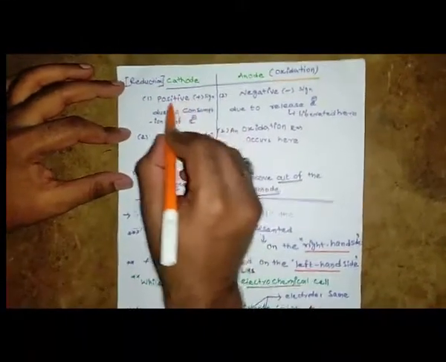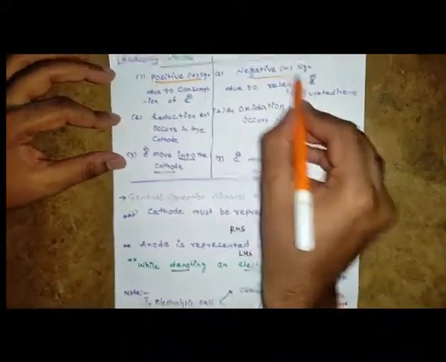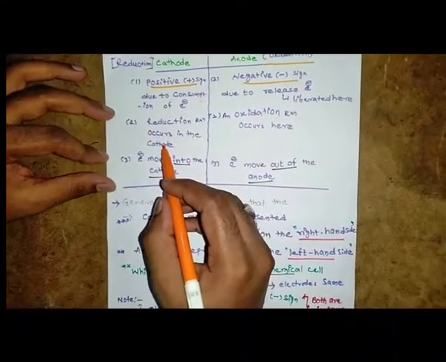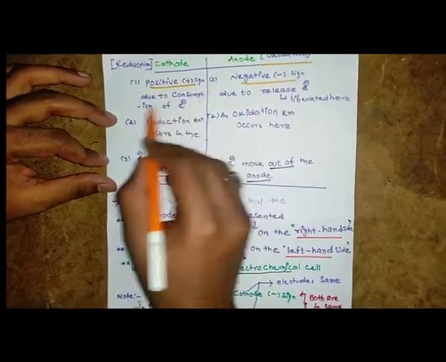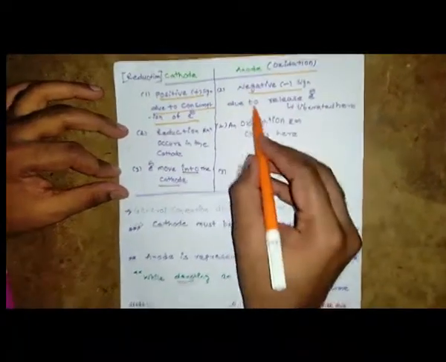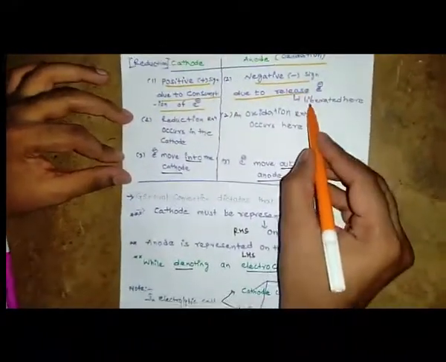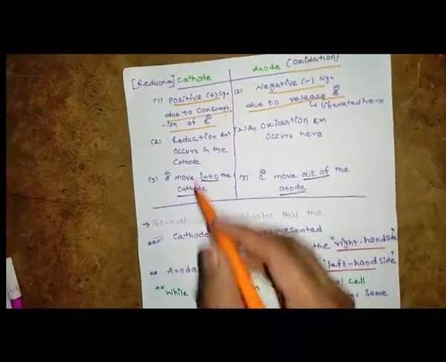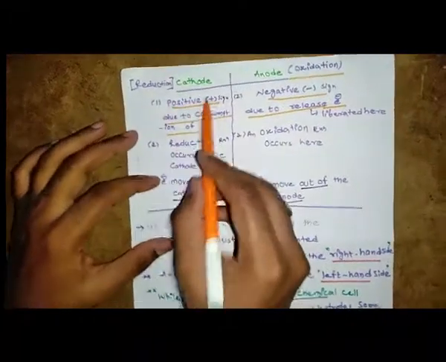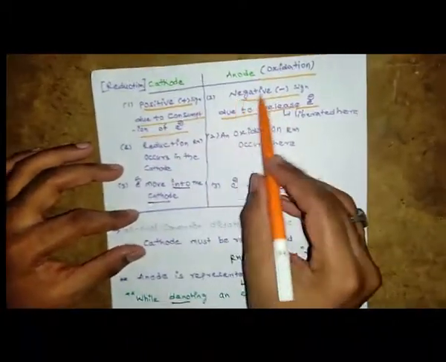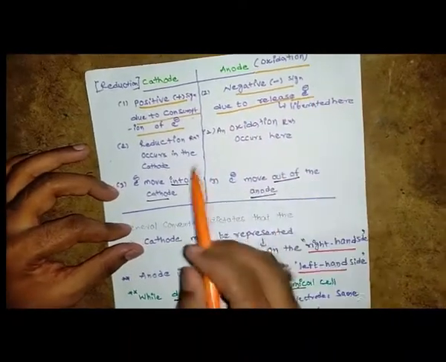Here the cathode is positive. What is that? The cathode is positive and the anode is negative. Clear? The cathode is positive due to consumption of electrons. Here, the anode is negative due to release of electrons. The cathode has a positive sign due to the consumption of electrons, and the anode has a negative sign due to the release of electrons.